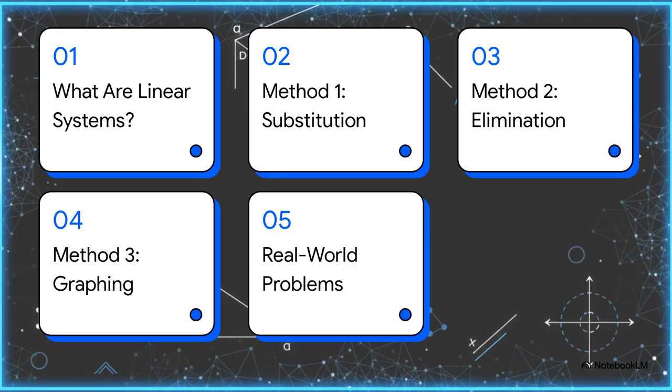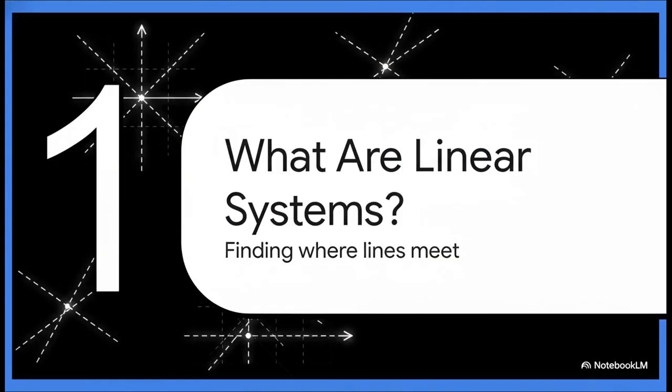Let's jump in. Okay, first things first. Before we can start solving, we need to know what we're actually looking for. When you hear a system of linear equations, I want you to think of two things: lines on a graph. Our job? It's like a treasure hunt. We are looking for that one single point, that X that marks the spot where those lines cross.